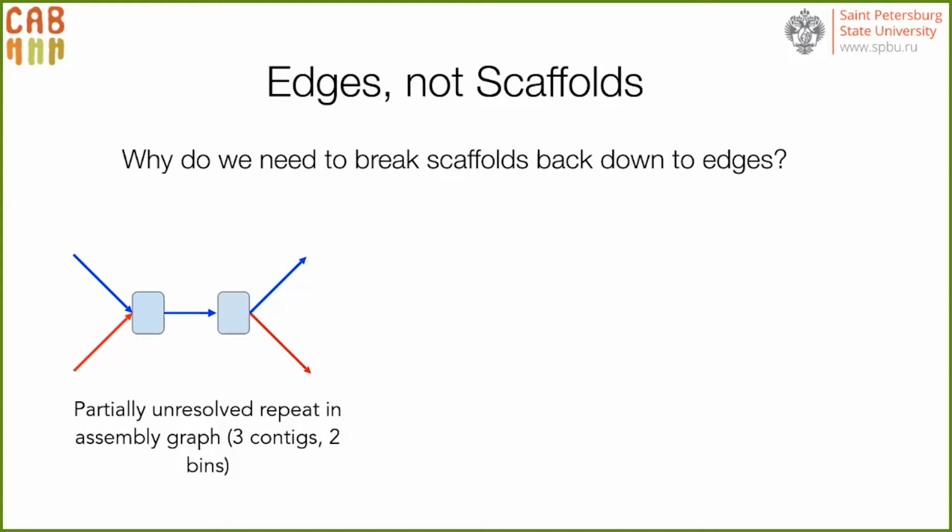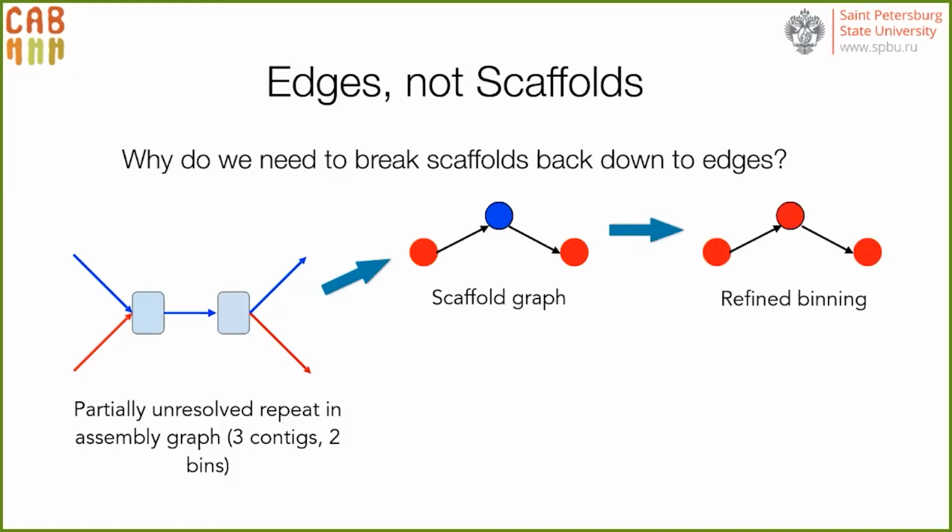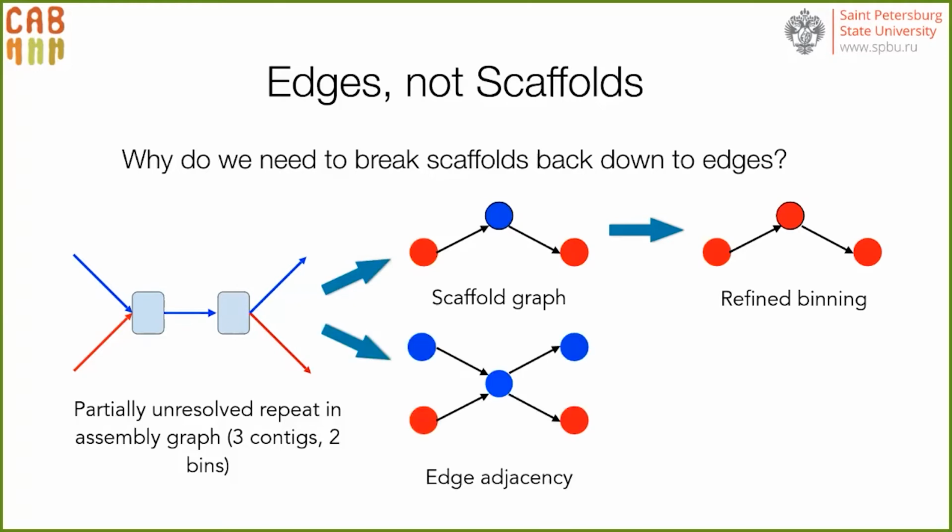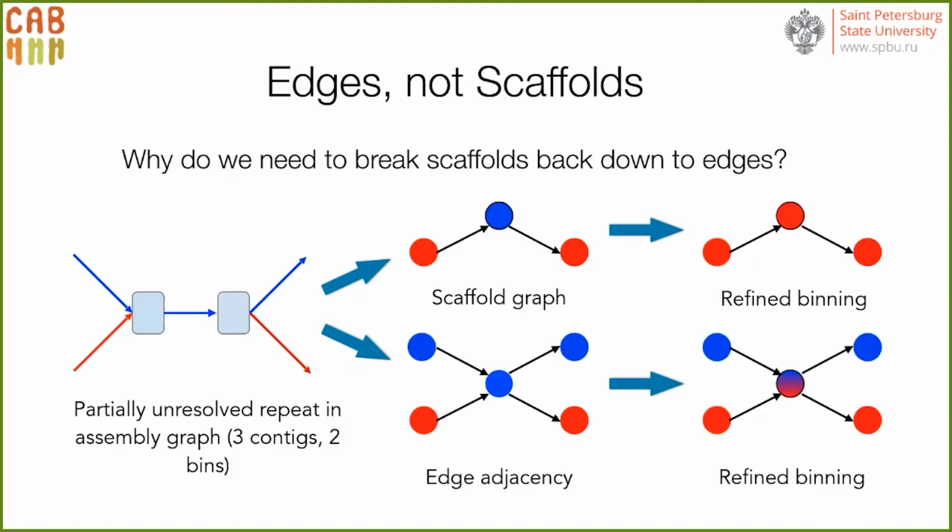If we use a scaffold graph representation of the assembly graph, we might try to correct the blue contig based on the graph information and reassign it to the red bin, which is, of course, a false correction. But if we use an edge adjacency graph, where vertices represent assembly graph edges and edges represent shared vertices between assembly graph edges, we have a more accurate representation and are able to assign both red and blue bin to the repetitive edge without making any false corrections.